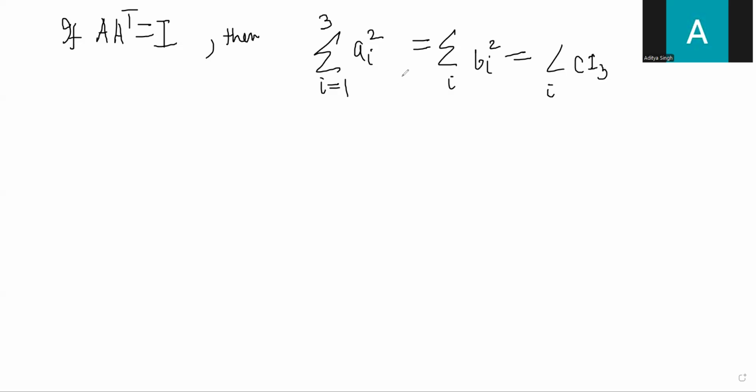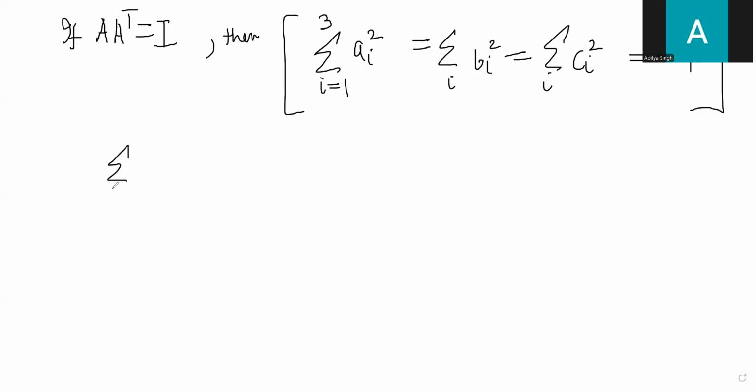Do you understand what I'm saying? Yes, sir. I have not written it properly. This is equal to the sum of Ci square. And all of these are equal to 1, by the way. From the multiplication only we can see that, right?